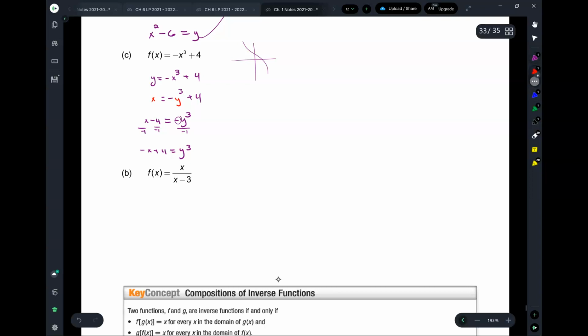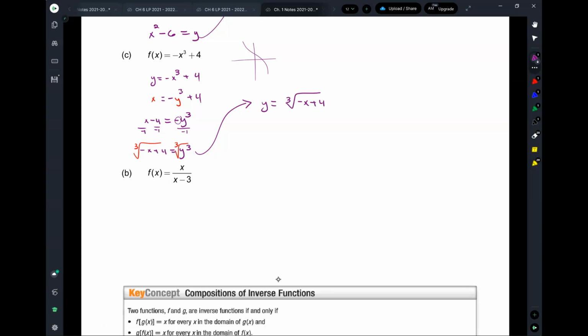Now, here we're going to take a cube root of everything. Okay? You take the same root as the exponent. So y is equal to the cube root of negative x plus 4. Right. But before we get there, you never leave it as y. You always want to replace it as f inverse of x. That could be a reason for points off, right? So make sure you at least get that point right there.